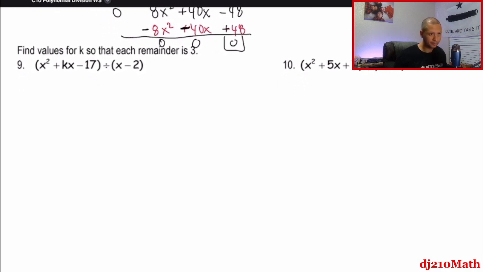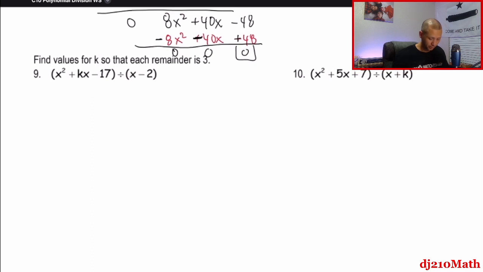Here are some challenging questions. So let's go. We have x squared plus kx minus 17 divided by x minus 2. So we want to find values for k so that each remainder is 3. So for each of these, 9 and 10, remainder 3. That's what we're looking for. So in the box is going to be positive 2, the opposite of this.